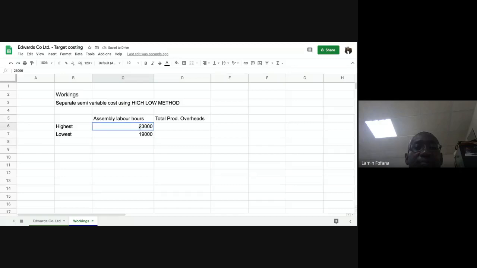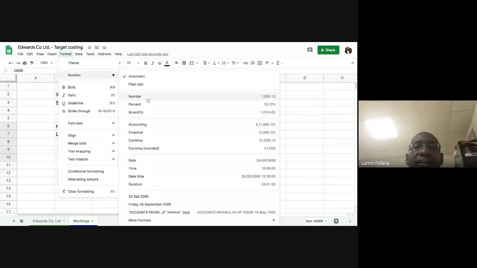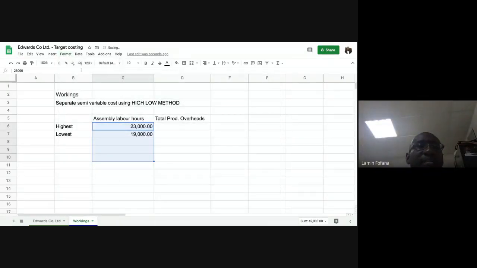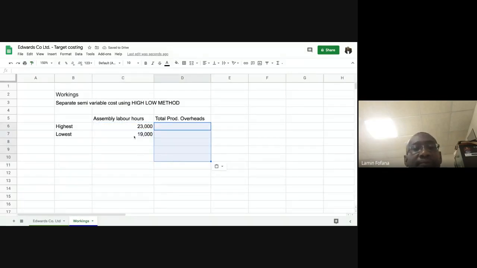Okay, let's format them so that they can have 1,000 separator. So I'll highlight them. I go to format, number. I can just choose the number formatting, and then I will reduce the decimals to 0. Then I will copy this formatting as they have been highlighted. I can just click on the paint format or the paintbrush as is commonly called in Excel. I click it, then I come and click here once, then the format is also copied here. Yeah, simple.